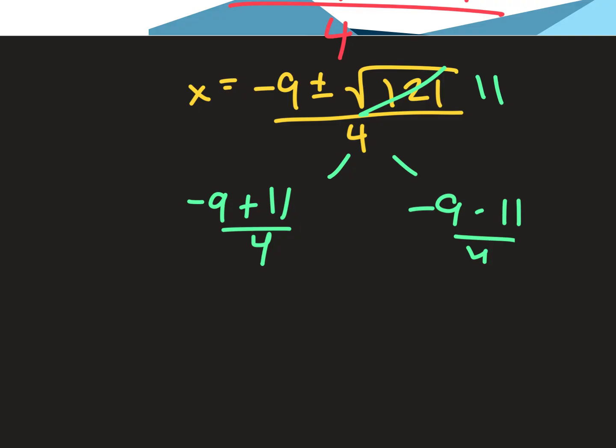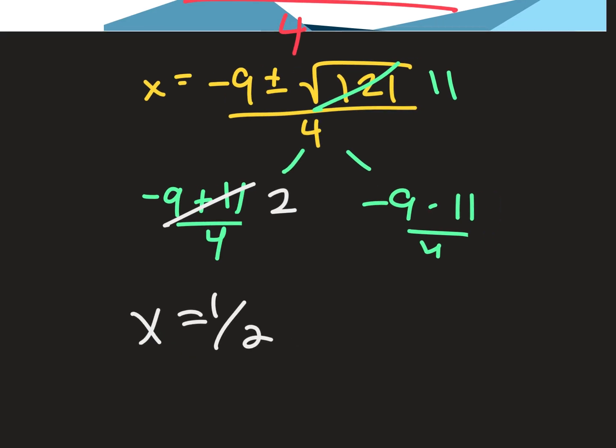So on my left-hand side, guys, what's -9 plus 11? 2. So x equals how much over here? 1/2. Good. And then on the right-hand side, I have -9 minus 11, which is -20, divided by 4. X equals how much? -5. Good.